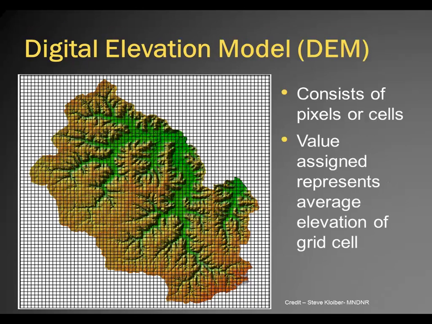And it's just like a raster. It's a series of pixels or cells, and each cell has one value in it, and that's an average of the elevation within that grid. So if it's a 1 meter cell size, it's the average of the elevation within that 1 meter.